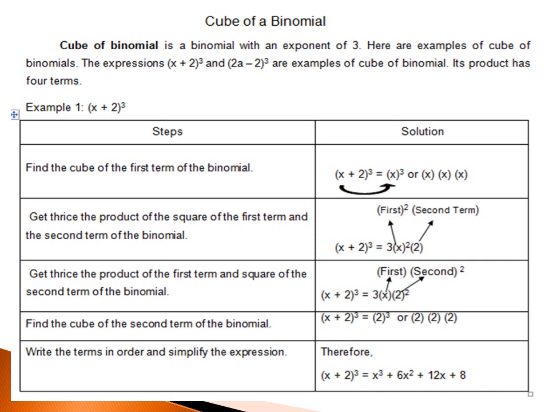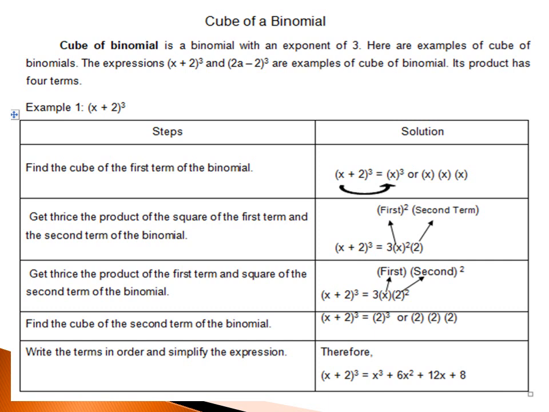Next, get thrice the product of the first term and the square of the second term of the binomial. First times the second squared. So we have 3 times x times 2 squared. Then find the cube of the second term of the binomial. We have 2 cube, or 2 times 2 times 2.